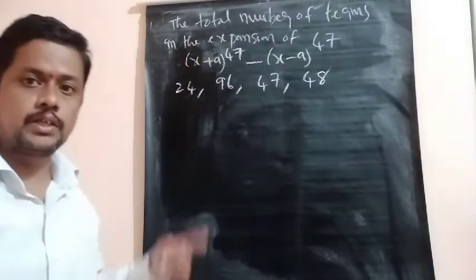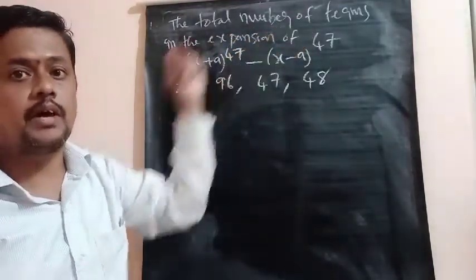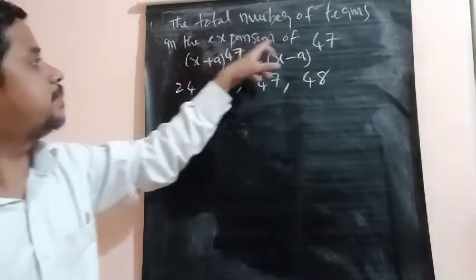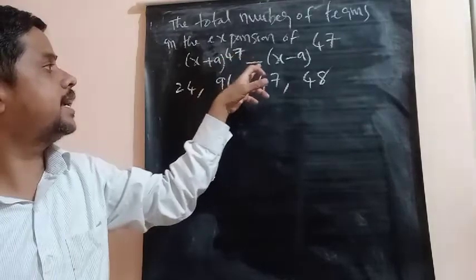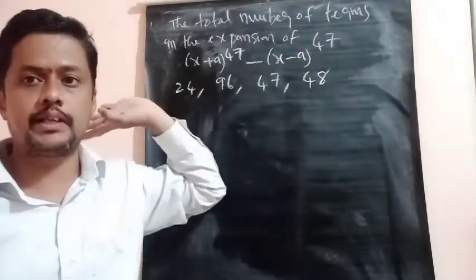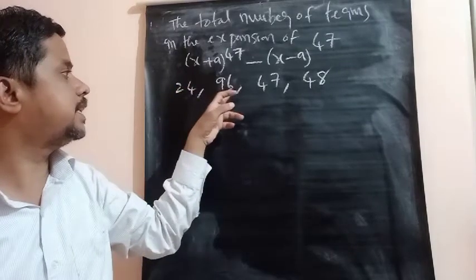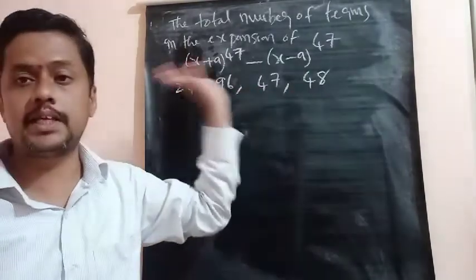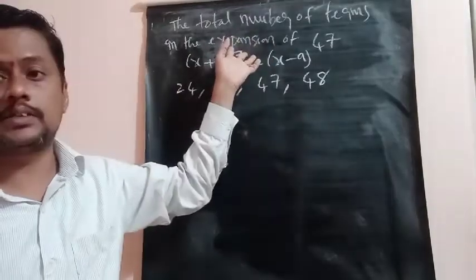Next question. The total number of terms in the expansion of (x plus a) to the power of 47 minus (x minus a) to the power of 47. Option A is 24, option B is 96, option C is 47, option D is 48. We can't simplify all this.